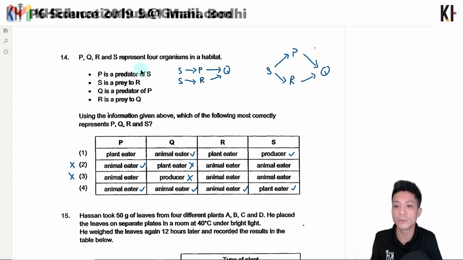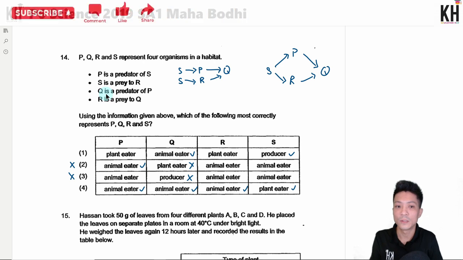Option P is a predator of S. S is a prey to R. And Q is a predator of P and R is a prey to Q.